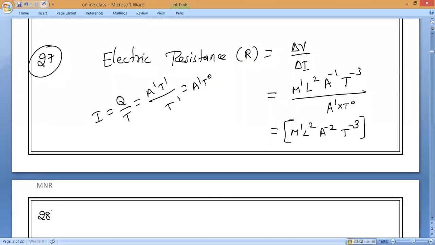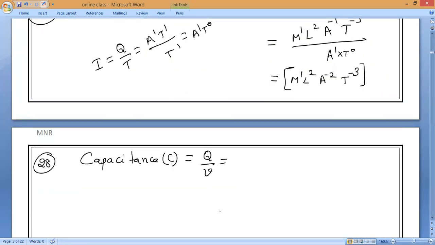Next, 28th, capacitance. We have a capacitor. So capacitance C is equal to Q by V. That is the formula. So tell me fast, what will come? Q by V, Q means A power 1, T power 1, divided by V means M power 1, L power 2, A power minus 1, T power minus 3.